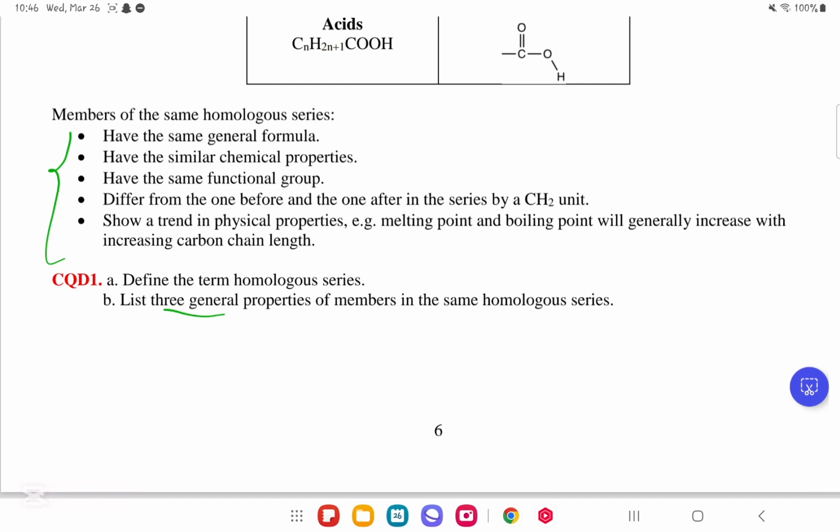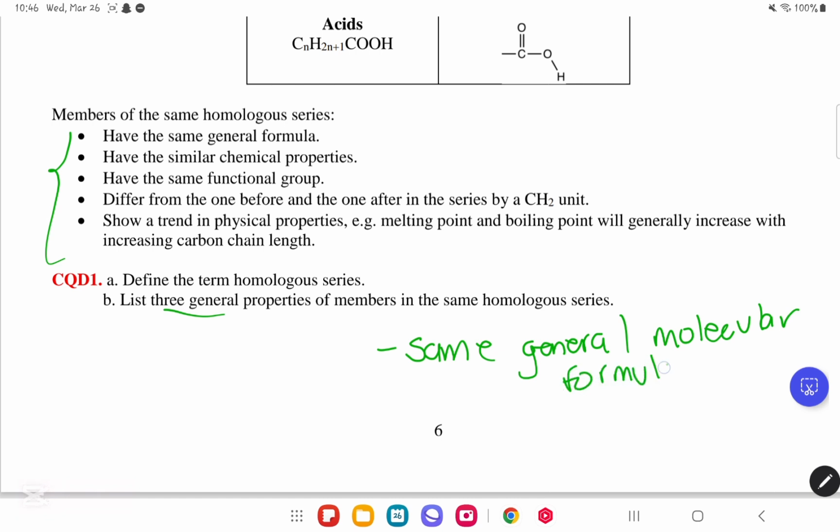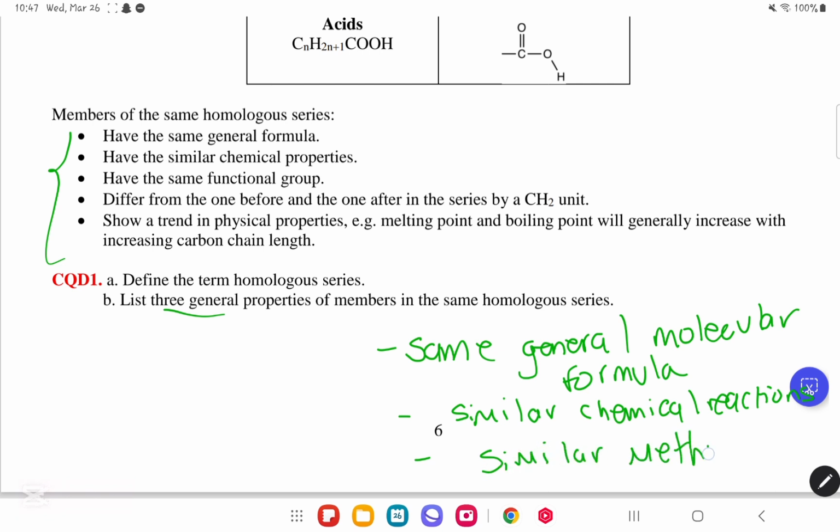What they put in the answer key is that all members of the same homologous series have the same general molecular formula, okay? The second answer they put is that all members of the same homologous series show similar chemical reactions, okay, that may vary in vigor and rate. And then the final one, they put that similar methods of preparation. So they will have similar methods of preparation. So that is it for CQD number 1.